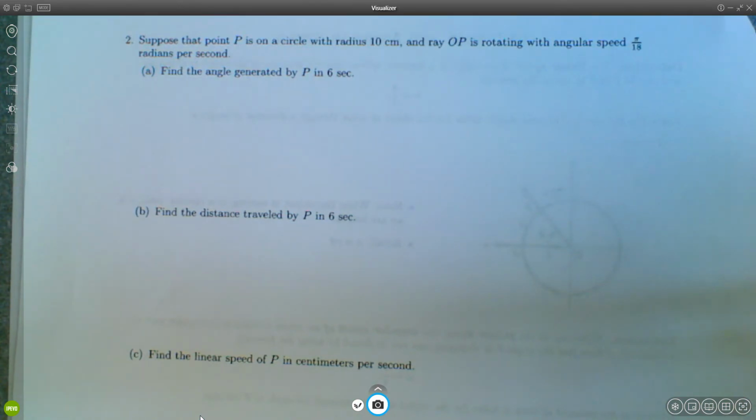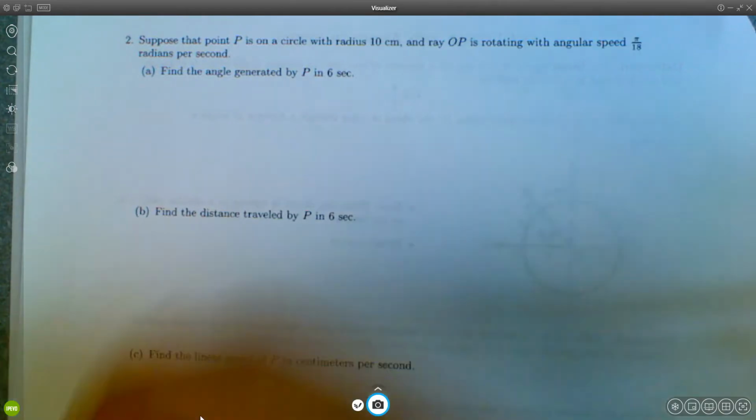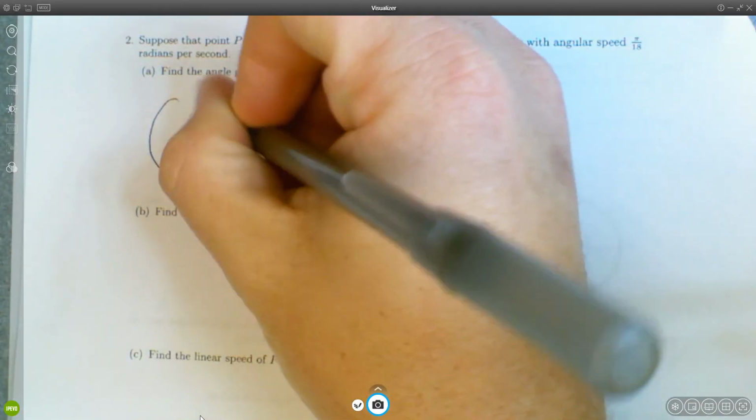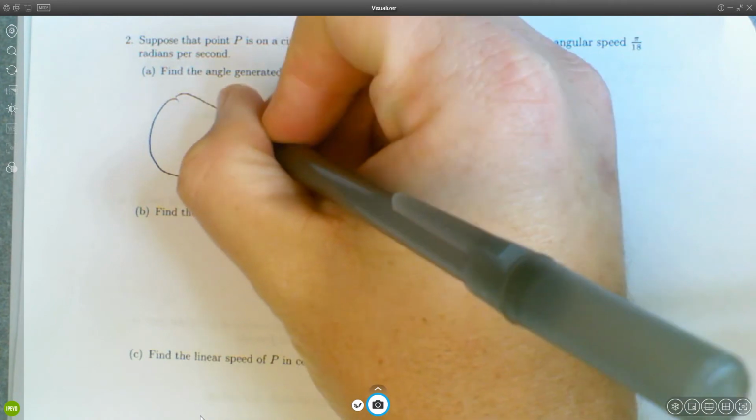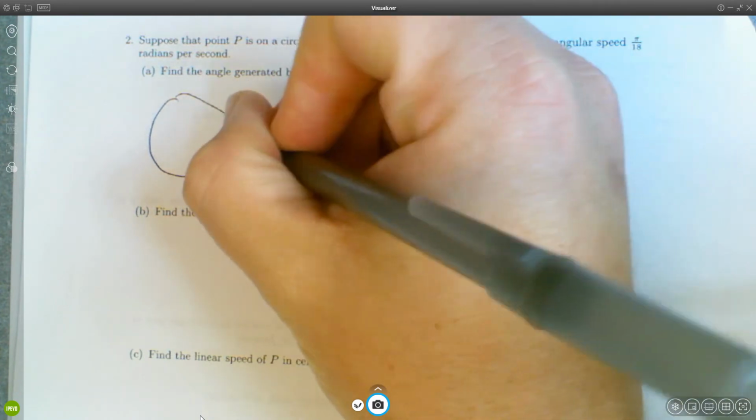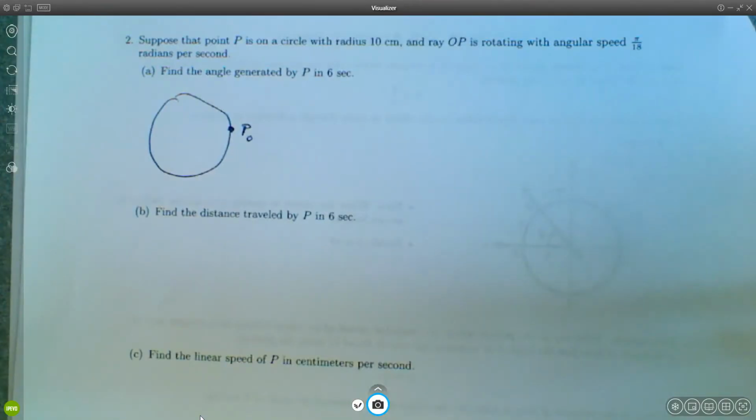Suppose that point P is on a circle with radius 10 centimeters and ray OP is rotating with angular speed pi over 18 radians per second. Find the angle generated by P in 6 seconds. Okay, so in other words, maybe P starts here, so we'll call this P0, its starting location.